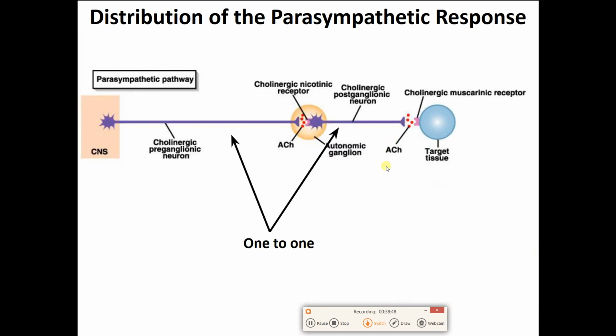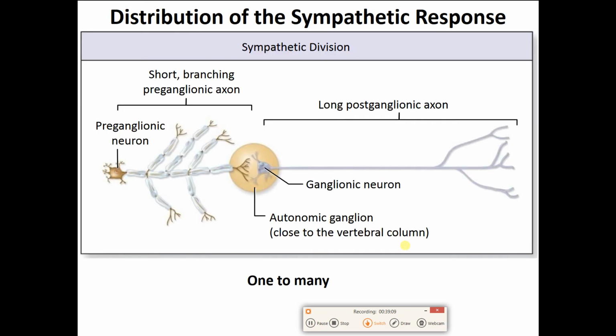Got a few more things to discuss. What I want you to notice here is that in the parasympathetic pathway, there is basically a one-to-one relationship. If you got a preganglionic, you got one postganglionic. Beautiful, easy, okay? But in the sympathetic pathway, it's a one-to-many. We didn't see this in the other pictures. The other pictures, I don't know, they didn't want to be too confusing yet.